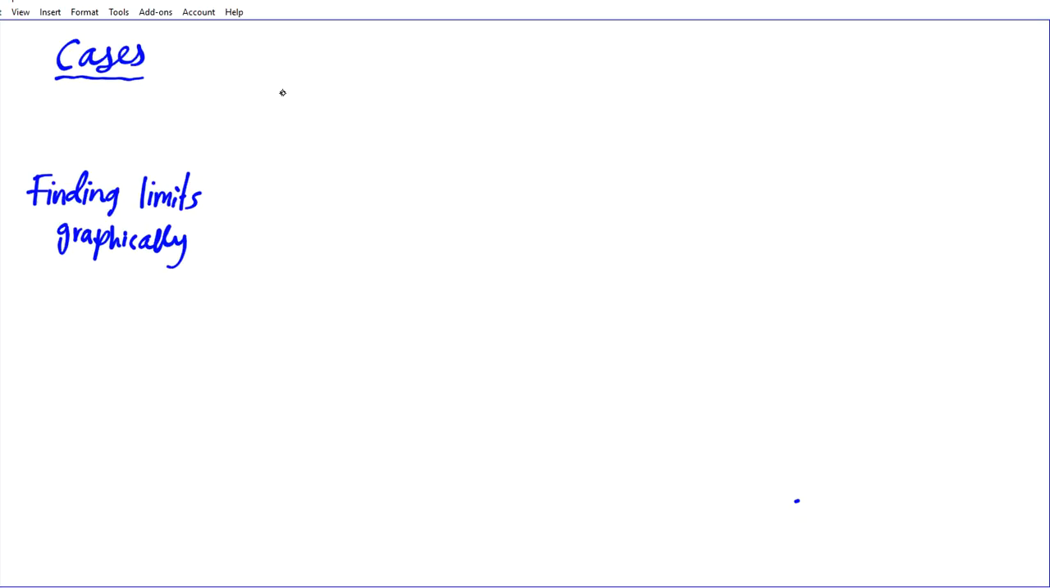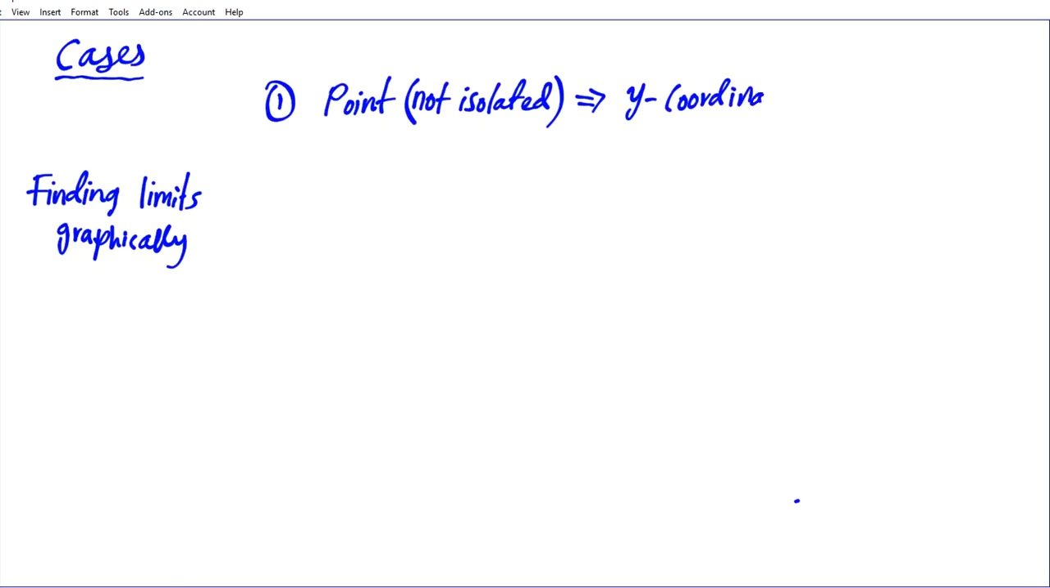Alright, so the first case that you will come across is the situation where you will be approaching a point. Something that you want to keep in mind is that the point has to be a non-isolated point. The point has to be connected to the graph in the direction that you're approaching from. So if you're approaching a point that is not isolated, the limit is simply going to be the y coordinate of the point that you're approaching.